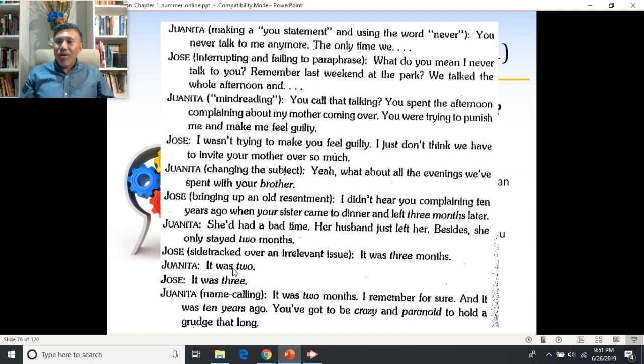"Remember last weekend at the park? We talked the whole afternoon and..." "You call that talking? You spent the whole afternoon complaining about my mother coming over. You were trying to punish me and make me feel guilty," Jose says. "I wasn't trying to make you feel guilty. I just didn't think we have to invite your mother over so much," Juanita says.